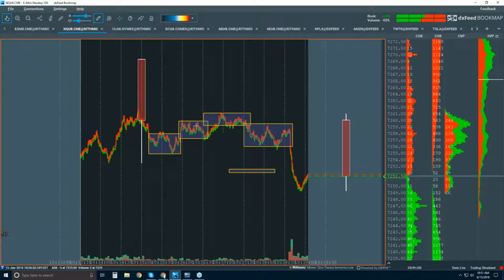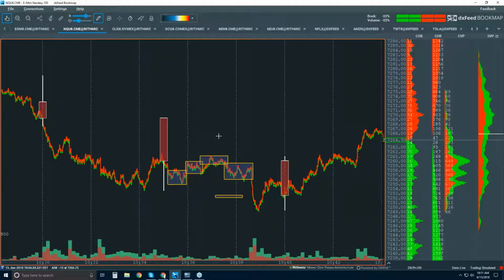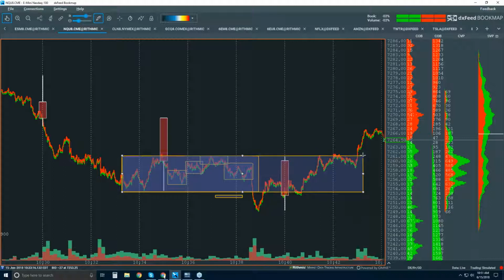Then let's just zoom out a bit more here, and we can see structure within structure. So here's a bigger structure. It broke down from it here, but look what it did. It traded right back up into the bigger structure. So we can now take that bigger structure and look at it this way, and start to understand that we broke out of this structure at this point right here. We can start to understand all of these little nuances and who's in control.